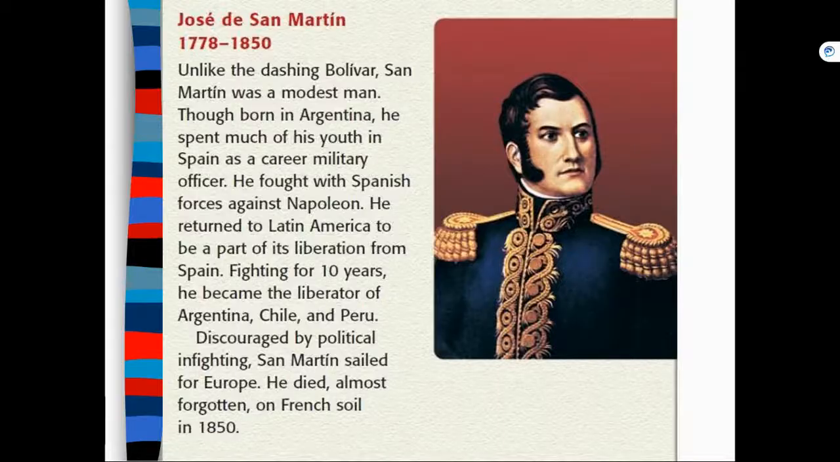Let's put another spotlight, this time on José de San Martin, 1778 to 1850. Unlike the dashing Bolivar, San Martin was a modest man. Though born in Argentina, he spent much of his youth in Spain as a career military officer. He fought with Spanish forces against Napoleon. He returned to Latin America to be a part of its liberation from Spain. Fighting for 10 years, he became the liberator of Argentina, Chile, and Peru. Discouraged by political infighting, San Martin sailed for Europe. He died, almost forgotten, on French soil in 1850.